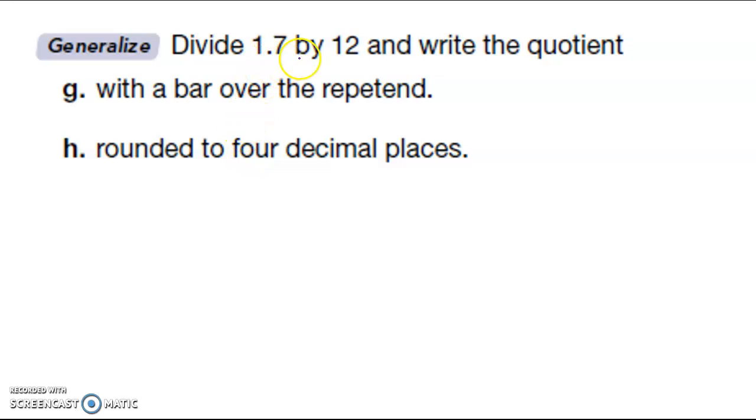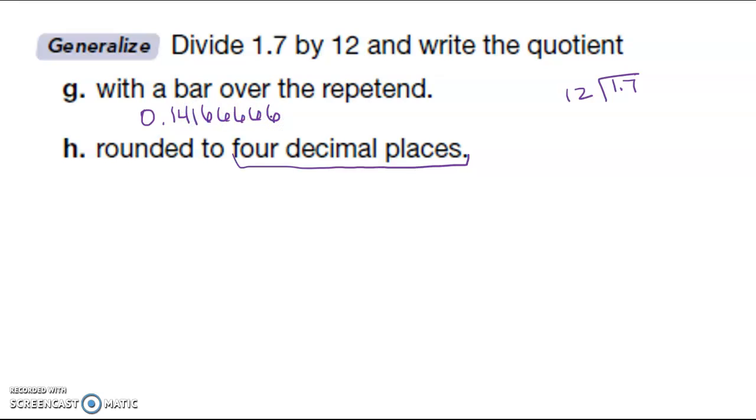Okay, divide 1.7 by 12 and write the quotient with a bar over the repetend and then rounded to 4 decimal places. So what I'm going to do, this is 1.7 divided by 12. I'm going to go ahead and use my calculator. Okay, and I get 0.1416, and it just keeps going.